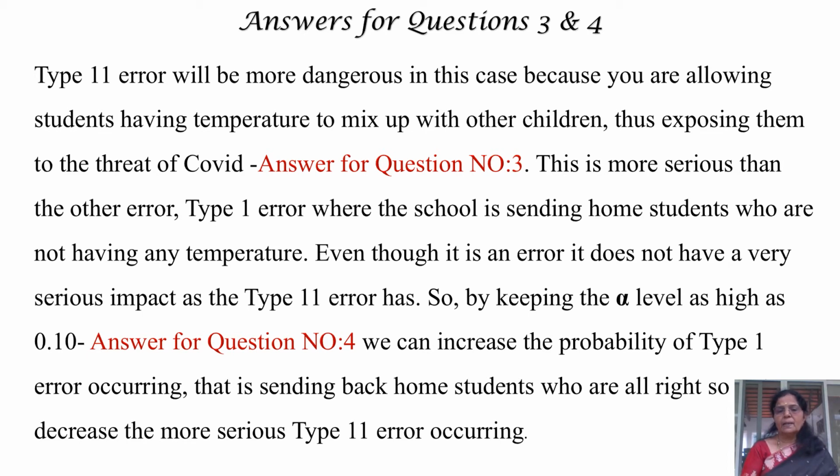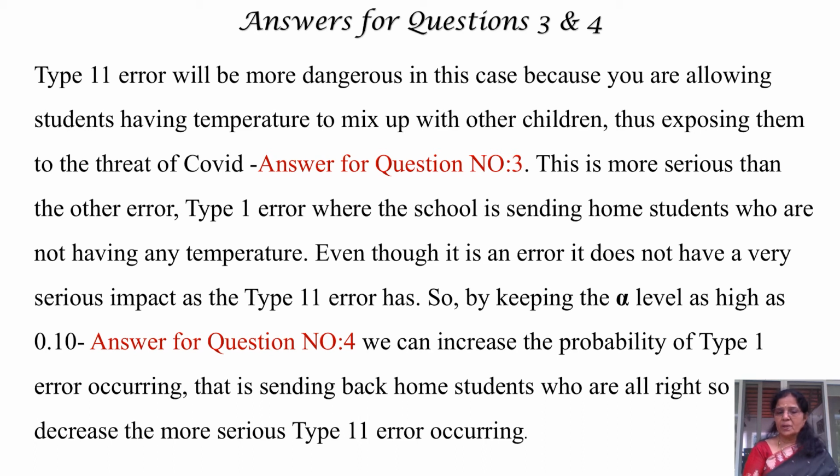By keeping the alpha level as high as 0.10, of all the four options given, 0.1 is the highest number. Look at the other options: one is 0.05, another is 0.01, the other is 0.005, and the highest number is 0.10. If you keep the alpha level this high, that will increase the probability of type 1 error occurring.